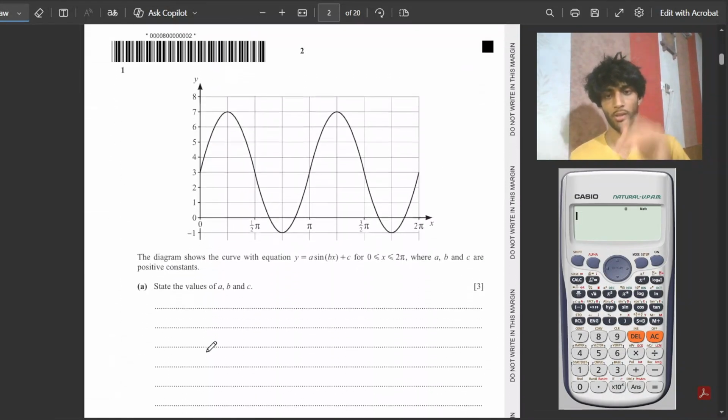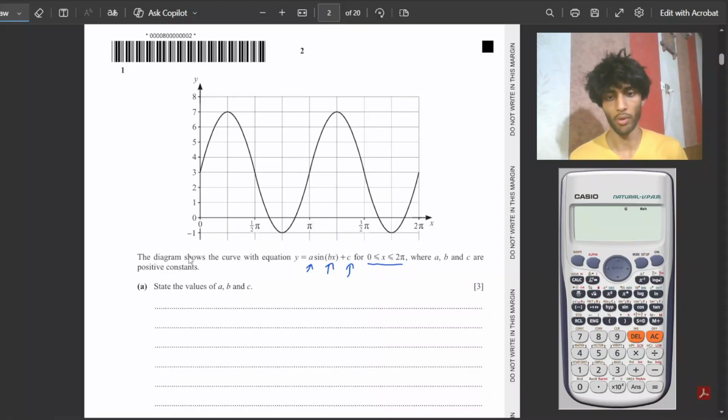The first question is about trigonometry. We have a sine wave. It says the diagram shows the curve with the equation y equals a sine bx plus c for some values of x from 0 all the way to 2 pi, where a, b, c are positive constants. Find the value of a, b, and c. So this is a, this is b, this is c.